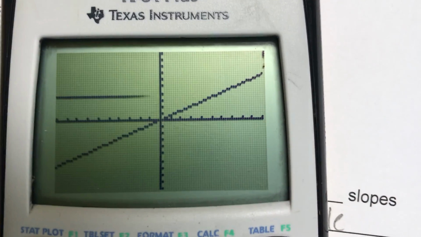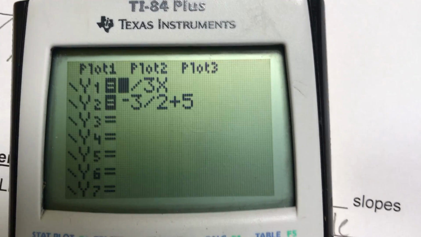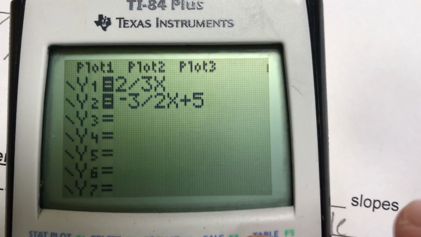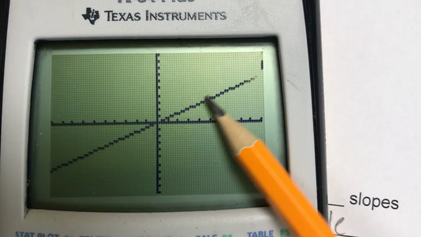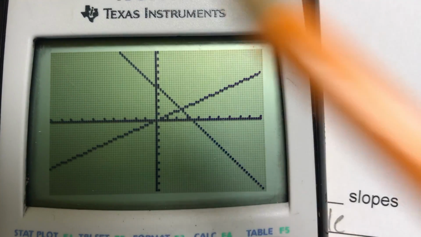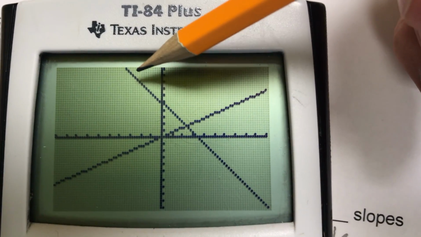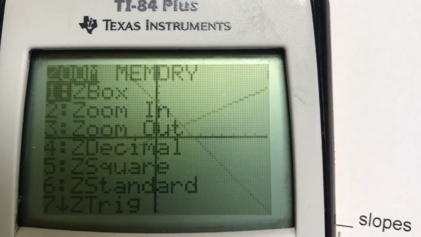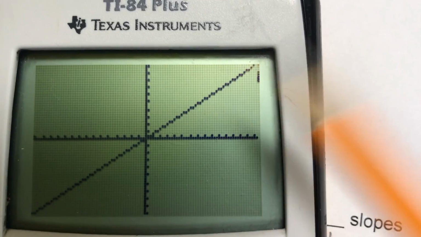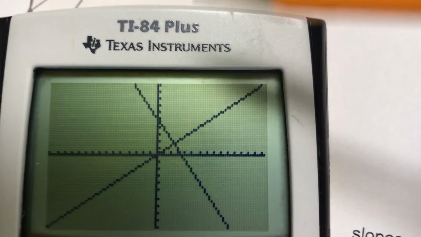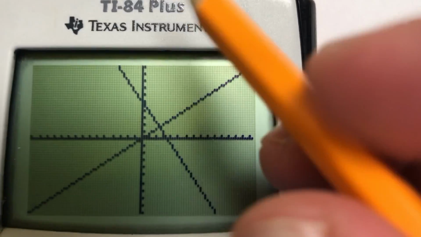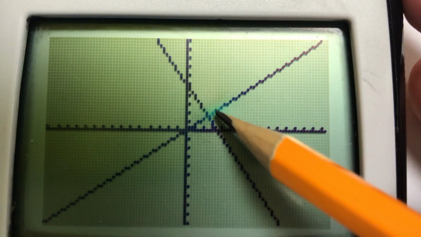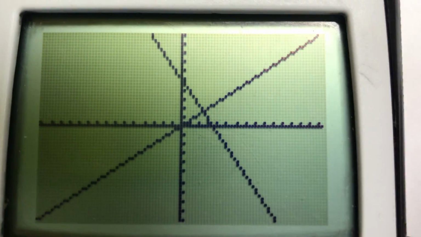And we're going to graph. Oh, I forgot to put the x. x plus 5. Graph. So there's our original line, 2 over 3x, and then there's our new line of negative 3/2 x plus 5. And you can see right here that where it's crossing, this makes a right angle. This is a 90-degree angle where these two lines are crossing.